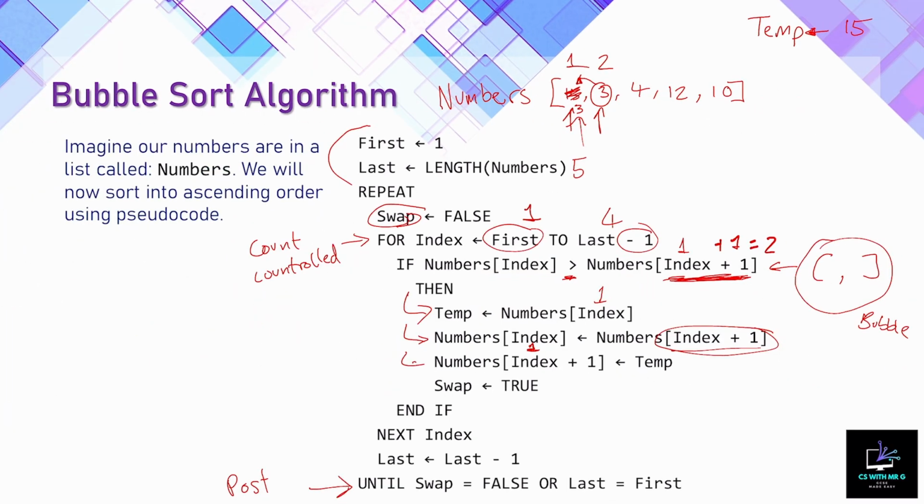Then what we do on this line, numbers index position 1. So index is still 1 plus 1, so that's 2. In the index position 2, which is where 3 was, I then set to the temp. Now if we think back here, temp contains 15. So I put 15 in the index plus 1, so here. So this becomes 15. So I've took the 3 and the 15 and I've swapped them round.